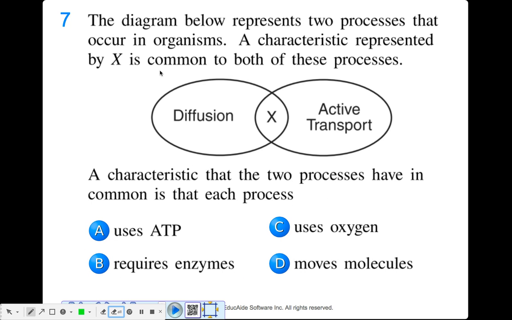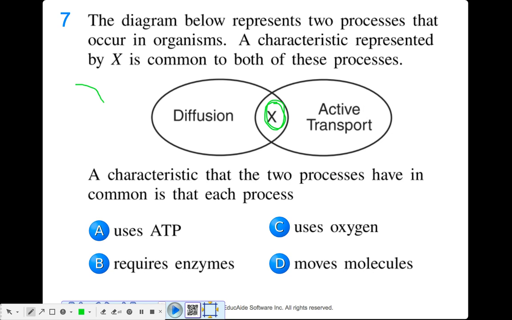Okay. So this is a Venn diagram. What are characteristics that are represented by both of these processes? Diffusion. Diffusion is when molecules move from a high concentration to a low concentration. Active transport is when molecules move from a low concentration to a high concentration.